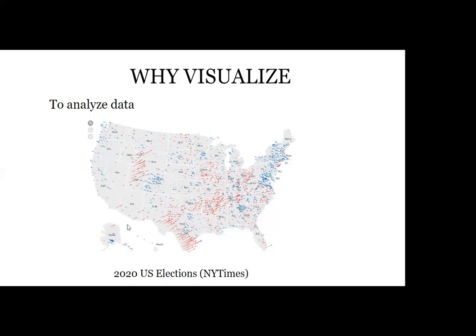Also, it may happen that you want to analyze some data. For example, I have taken this map of the US, and it is showing the elections. Different colors have been used to indicate the number of elections, and whom people voted for. If you want to analyze this type of data, you can also use visualization. So why we require analysis, or why we require visualization, can be shown through these visuals.